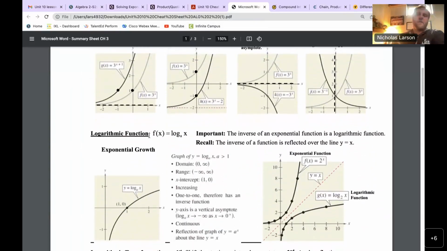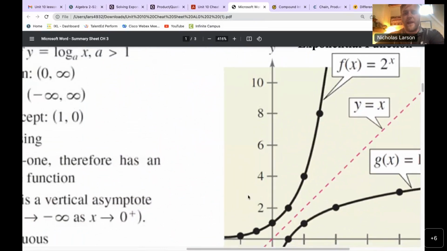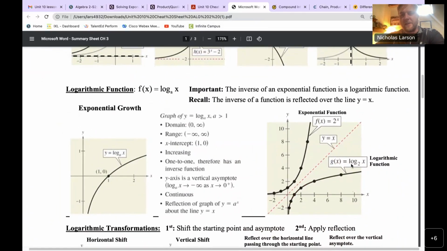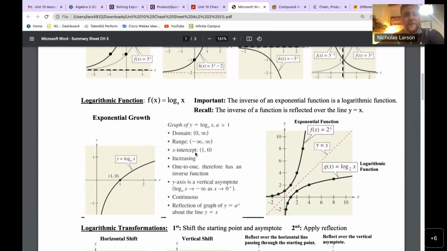So the inverse of a logarithmic function is the exponential function, and vice versa. The inverse of an exponential is a logarithmic function. And the inverse of a function is reflected over the line y equals x. So if this is our graph y equals 2 to the x, and we're pretty comfortable with exponentials, then my inverse is going to be flipped over this line, and this is going to be log base 2 of x. I have a conversion technique where I can move from exponential to logarithmic and vice versa. So we're looking at how these are related to each other.